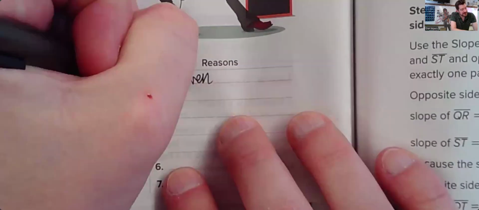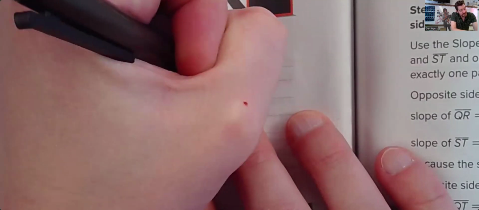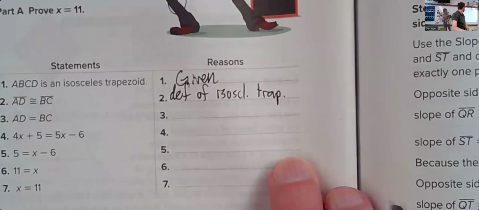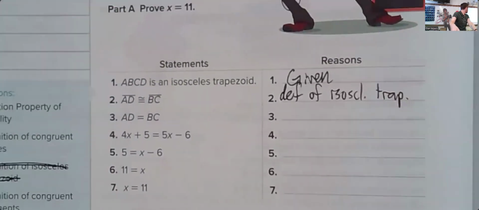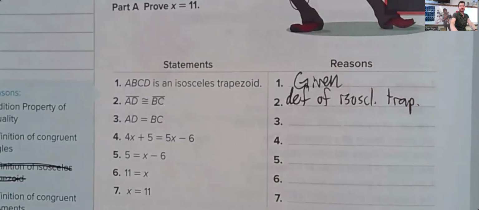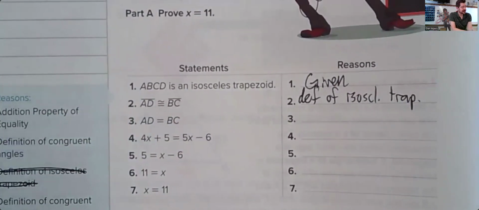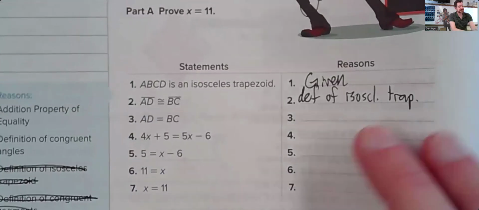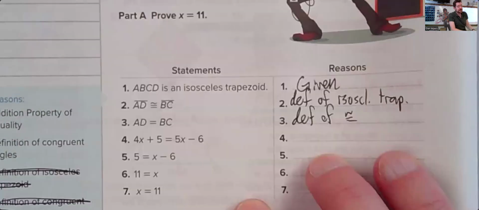So def of isosceles trapezoid. All right. Then anytime we go from congruent to equals or equals to congruent, what are we using? That would be the definition of congruent segments specifically. So definition of congruent, or definition of congruent segments. So definition of congruent. All right.